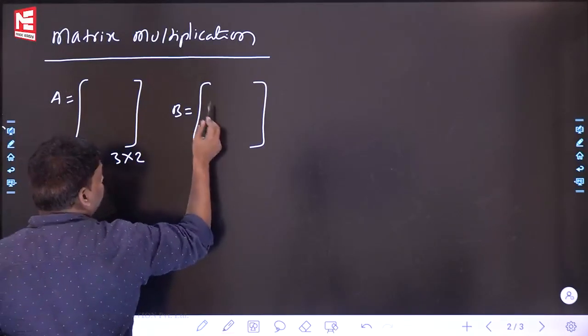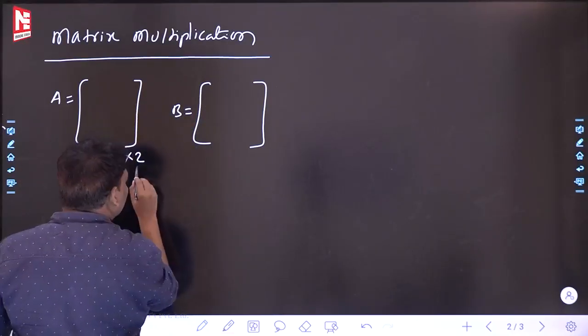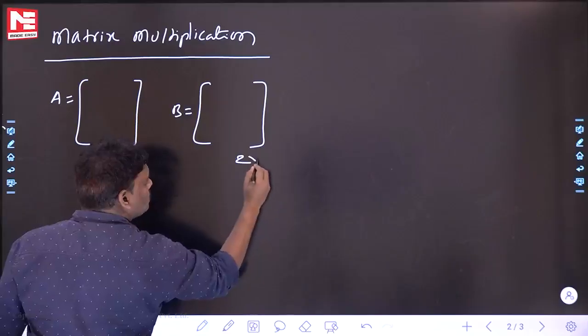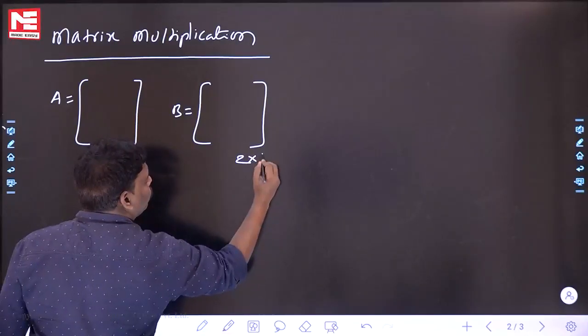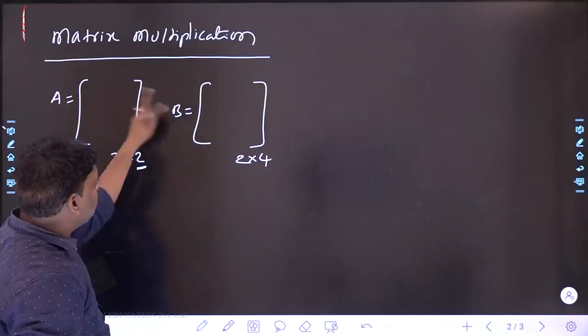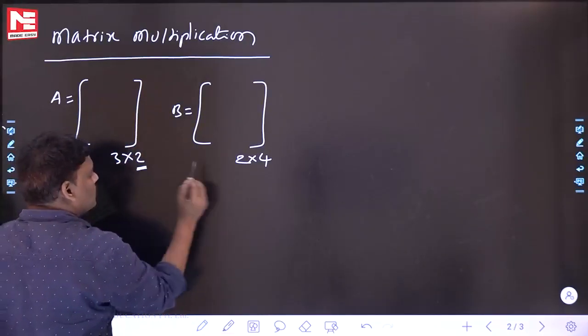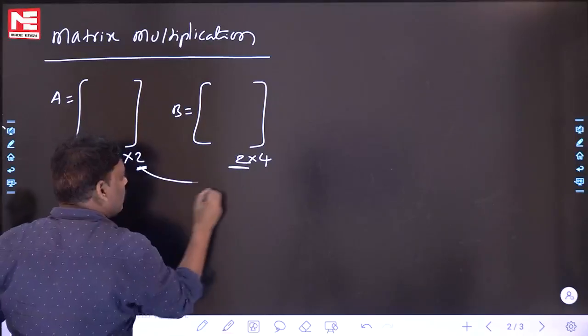Can you help? If you have two matrices A and B, A is 3 by 2. It has a 2, which means the other should be 2 by something. Assume that it is 2 by 4. If you want to multiply two matrices, everyone knows what is the answer? The first matrix's number of columns and the second matrix's number of rows should be the same.